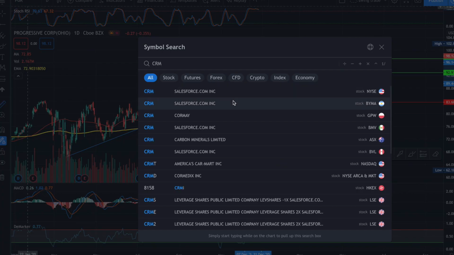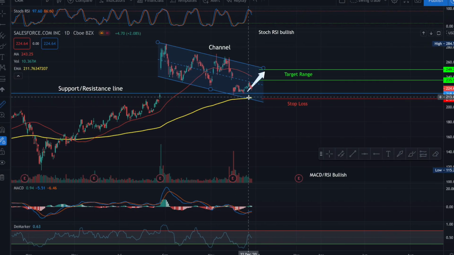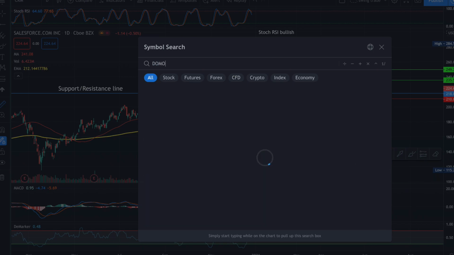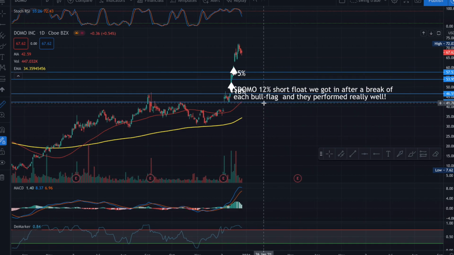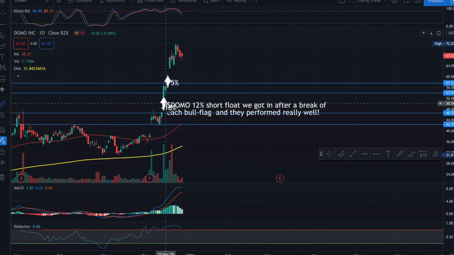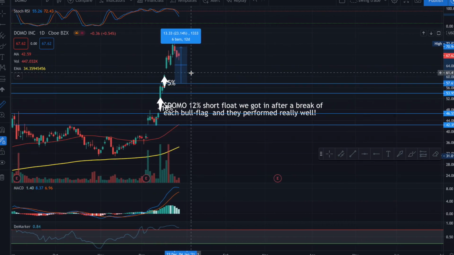Another trade on CRM. I saw it on my scanners right around here. So we got in here and it was very close to target, but I took some profits on the way. And another example, another stock pick on DOMO. This was a huge winner for us. I alerted here, it did 18%. I alerted here and it did another 20%, which is amazing profits.